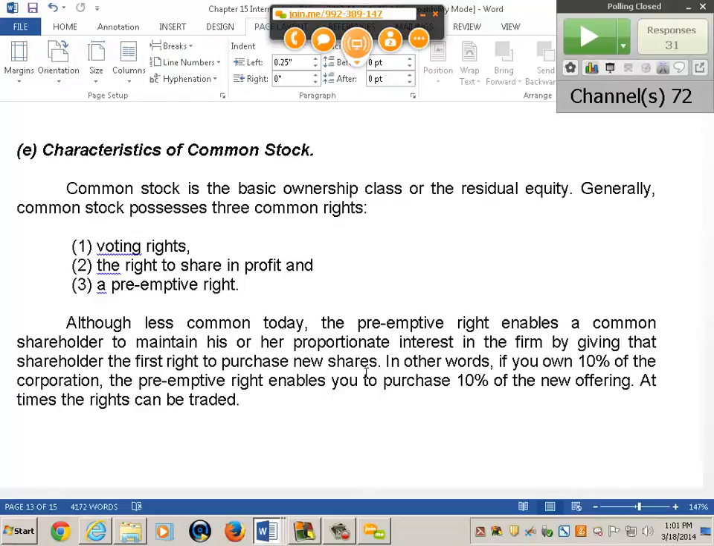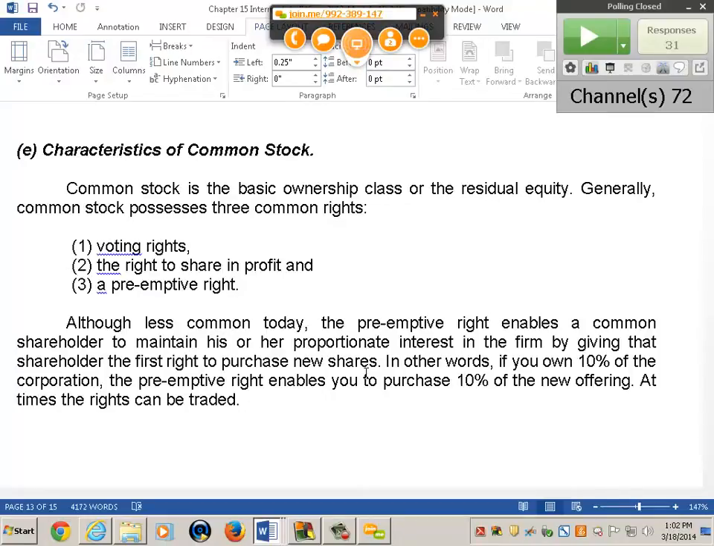A preemptive right is the right that you have to maintain your proportionate interest in the corporation. So if you have a 20% ownership of the company and it issues new stock, you're given the right to buy the first shares, or buy enough shares to maintain 20% of the company. Now, sometimes those rights are pieces of paper that you could sell to somebody else.